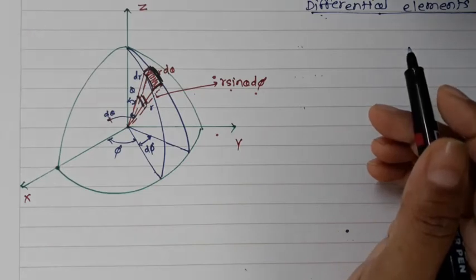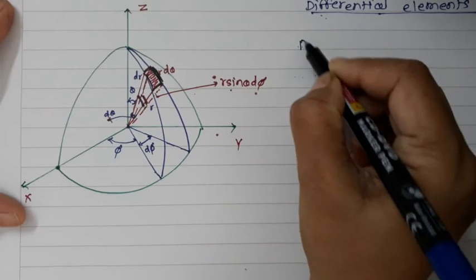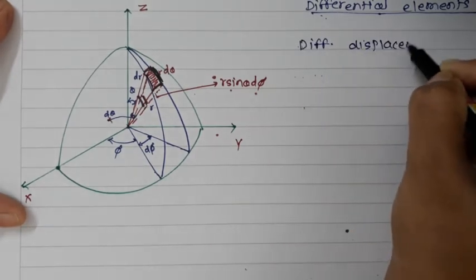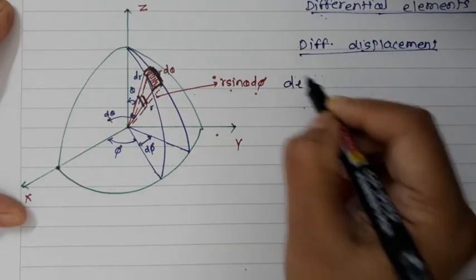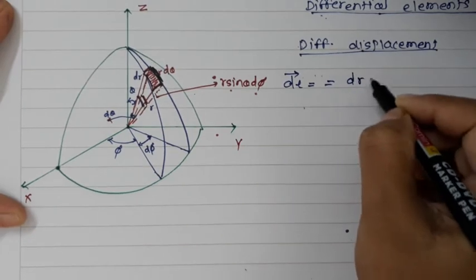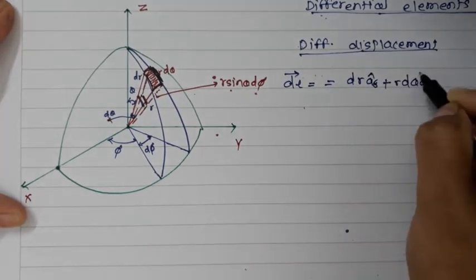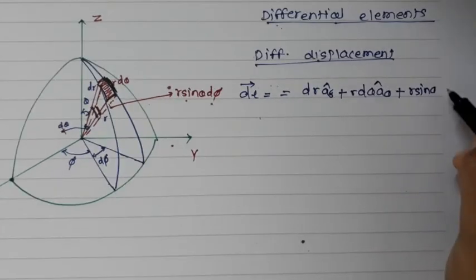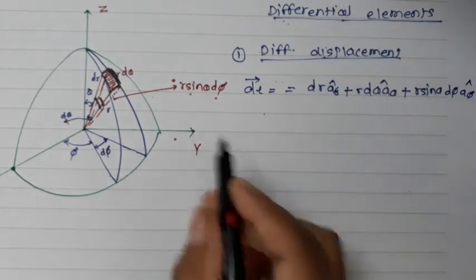The differential displacement will be denoted by dL, which is dr a_r plus r d theta a_theta plus r sin theta d phi a_phi. So this is the differential displacement, the first differential element.